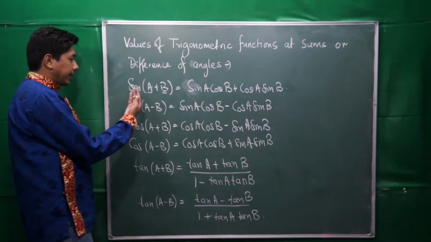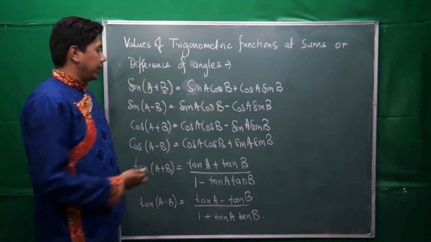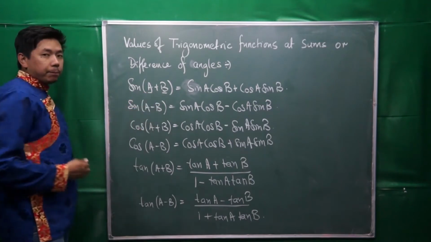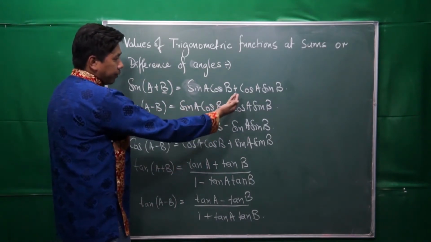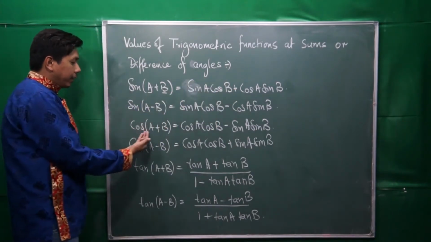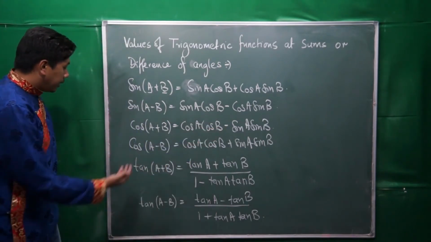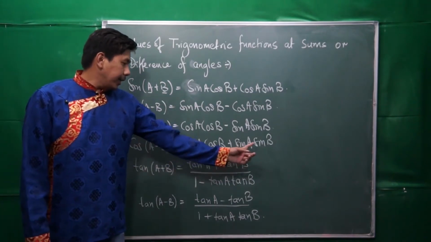For example, sine A plus B is equal to sine A cos B plus cos A sine B. Now if it was A minus B instead of A plus B, what is it going to be? There's going to be a negative sign over here instead of positive. Likewise we have cos A plus B equals cos A cos B minus sin A sin B. Similarly, cos A minus B equals cos A cos B plus sin A sin B.